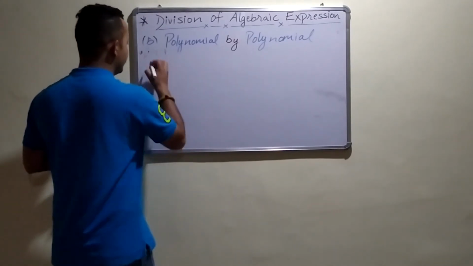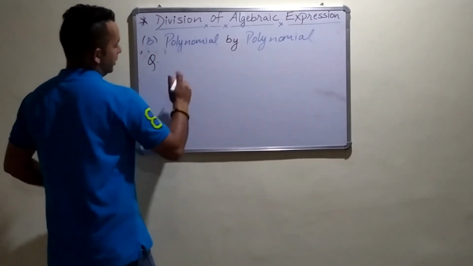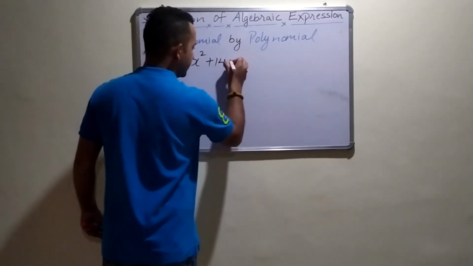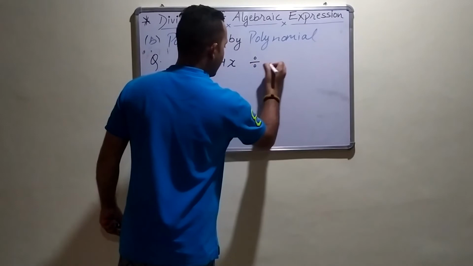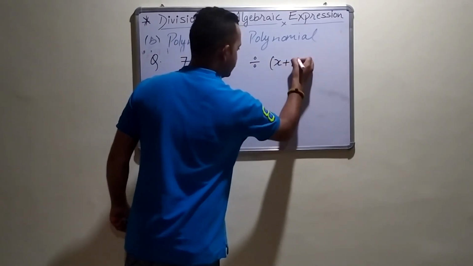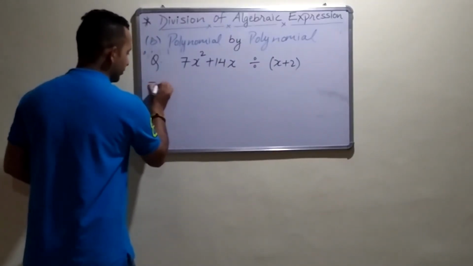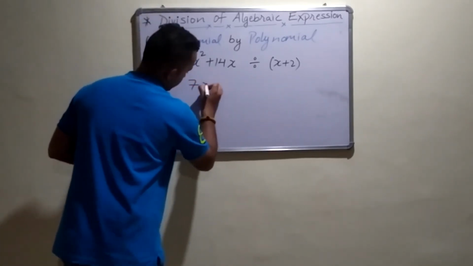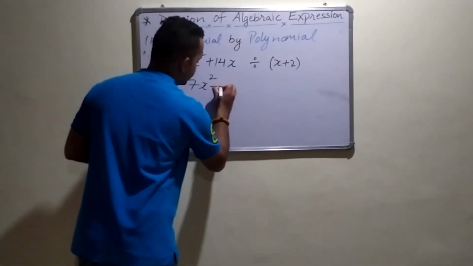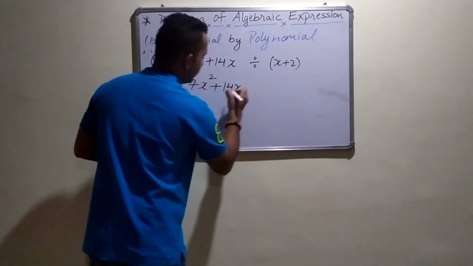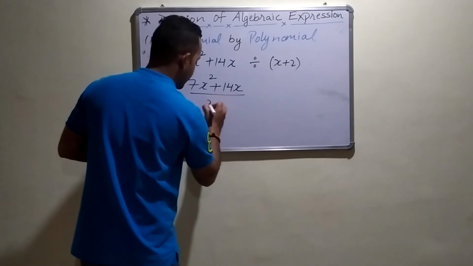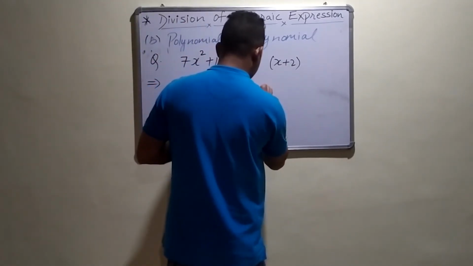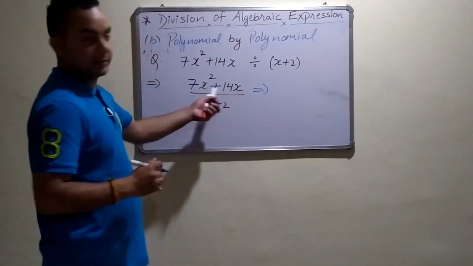Okay class, now I'm going to give you one more question, that is 7x square plus 14x divided by x plus 2. Now we are going to solve this. So you can write it with the help of a factorization method. 7x square plus 14x divided by x plus 2. Okay class, now you can express this or you can regroup this.